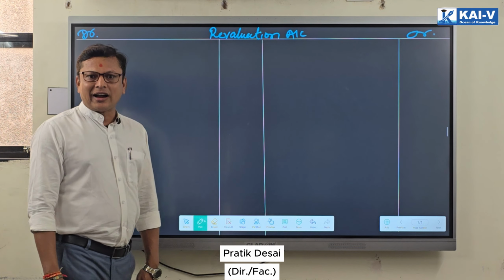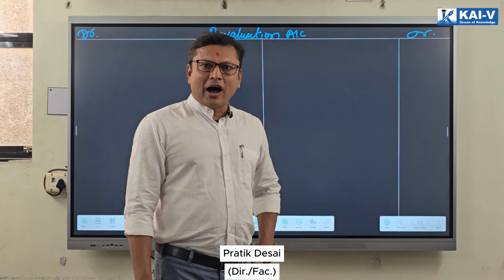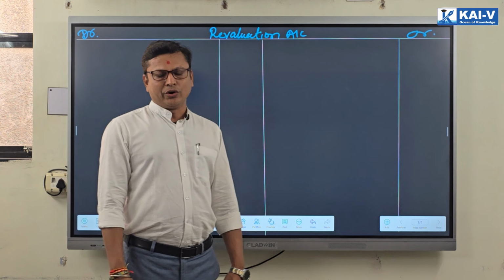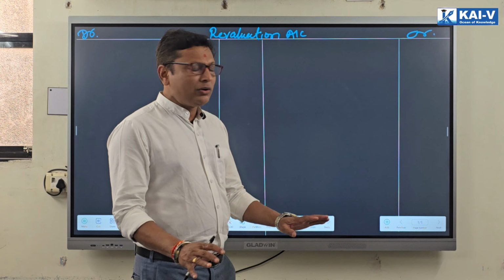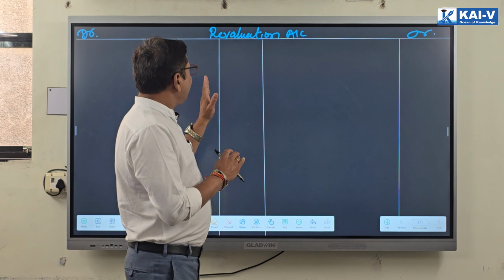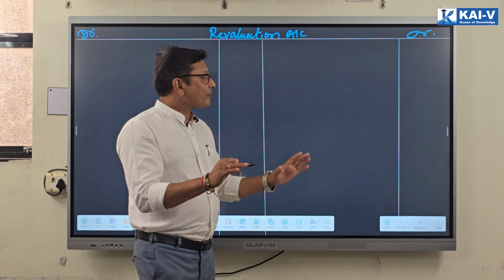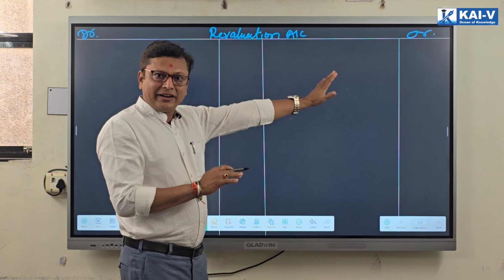Today we're going to start with revaluation account: how we should prepare the revaluation account in the case of change in profit sharing ratio. Fundamentally, the rule is whenever there is an increase in the assets, we're going to credit it in the revaluation account.